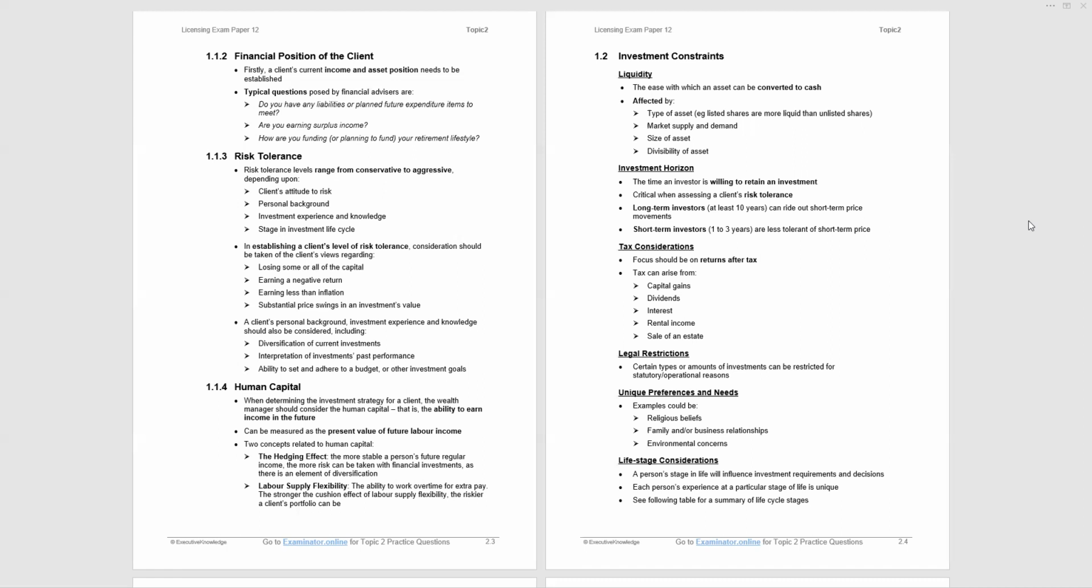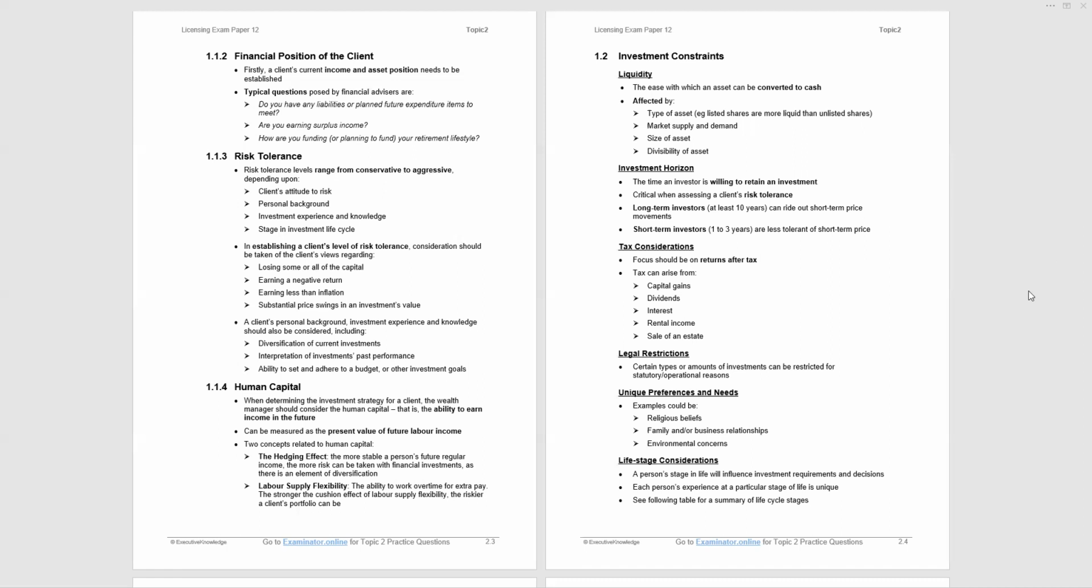Now, digging a bit deeper into investment constraints. I touched on these earlier. We had liquidity, investment horizon, tax considerations, legal considerations, and your own unique preferences and needs. And we've given you just more detail on those. So those are constraints on how investments can be made. And we've added at the bottom life stage considerations. So the stage in your life will influence investment requirements and decisions. And each person's experience at a particular stage of life is unique. We're not all the same.